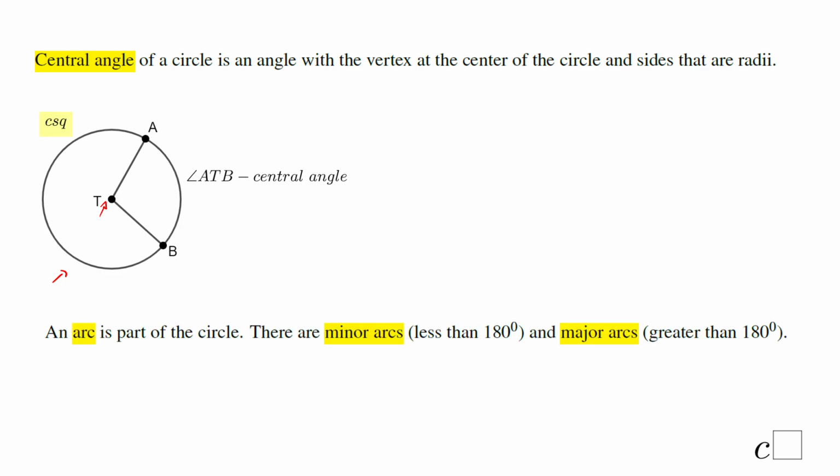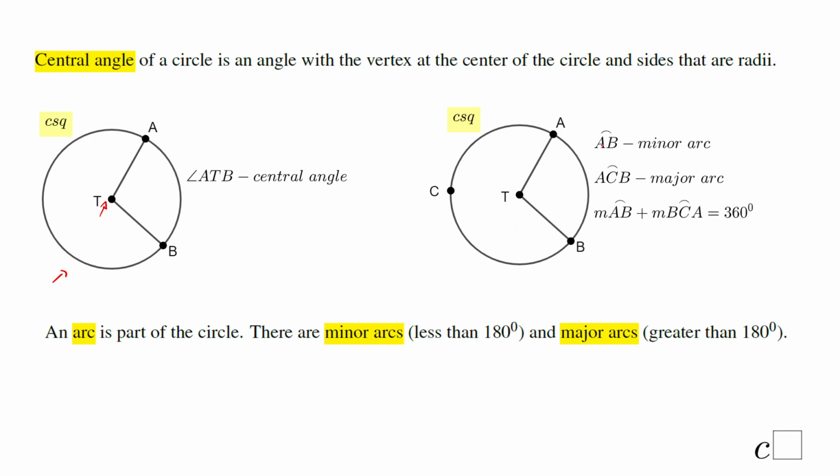An arc is a part of the circle, and there are two types of arcs, a minor arc and a major arc. A minor arc is less than 180 and a major arc is greater than 180. You see that in this picture. So arc AB, this arc, is the minor arc. ACB, you notice we use three letters, is the major arc. And if you notice, the sum of these two arcs is nothing else than 360 degrees, which is the measure if you rotate around like that.